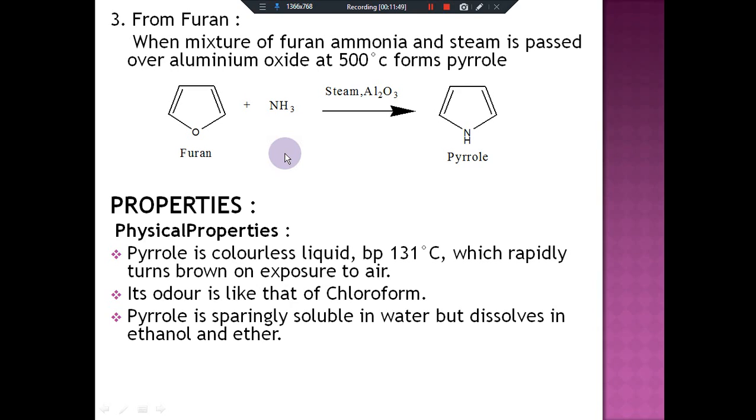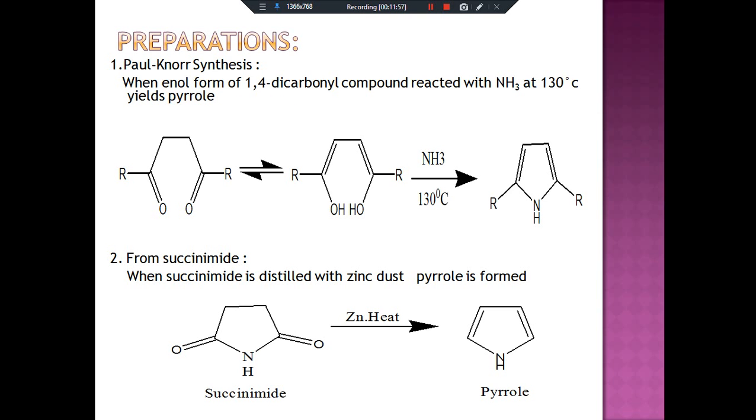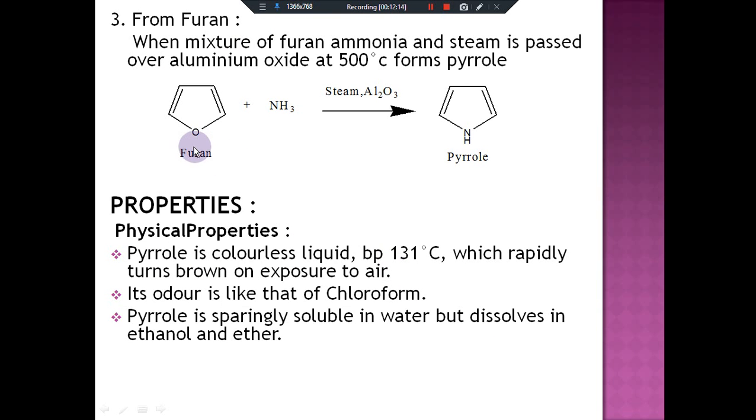One is Paal-Knorr synthesis, where the enol form of a 1,4-dicarbonyl compound, when heated with ammonia, gives pyrrole. The second method is from succinimide. When succinimide is distilled with zinc dust, it gives pyrrole by losing zinc oxide. And the third one is furan, which when heated with ammonia and steam at 500 degrees centigrade over alumina gives pyrrole.